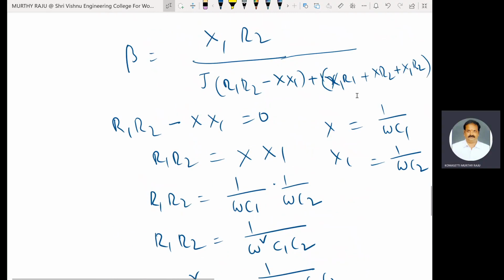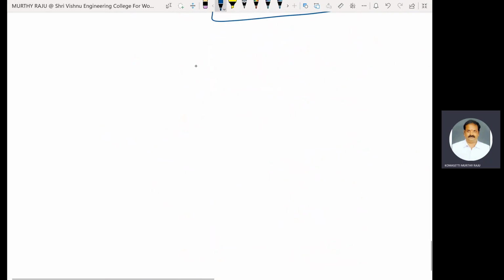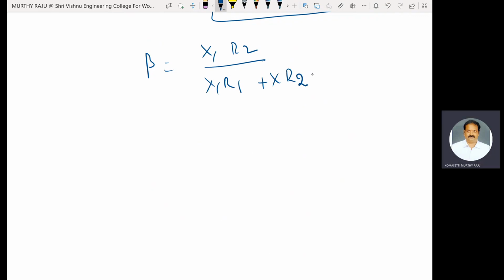Coming to this one, the J quotient is 0. Therefore, the remaining beta is equal to x1 R2 by x1 R1 plus x R2 plus x1 R2.